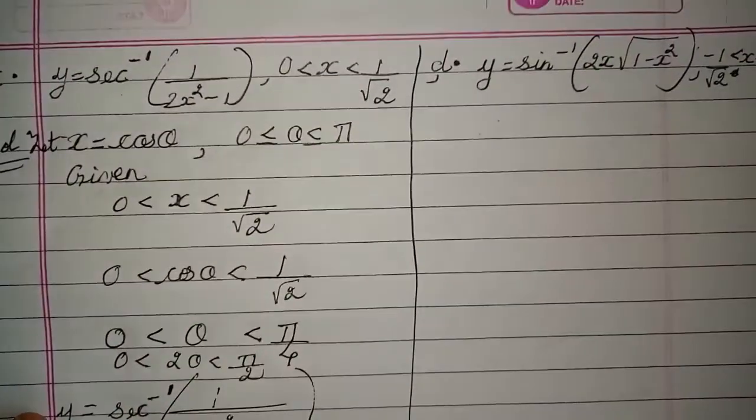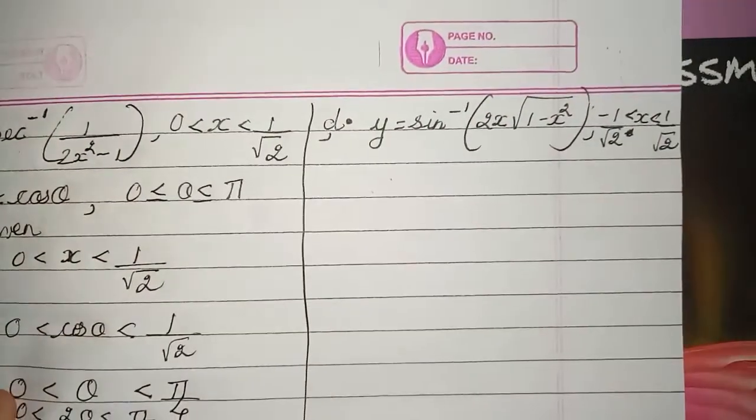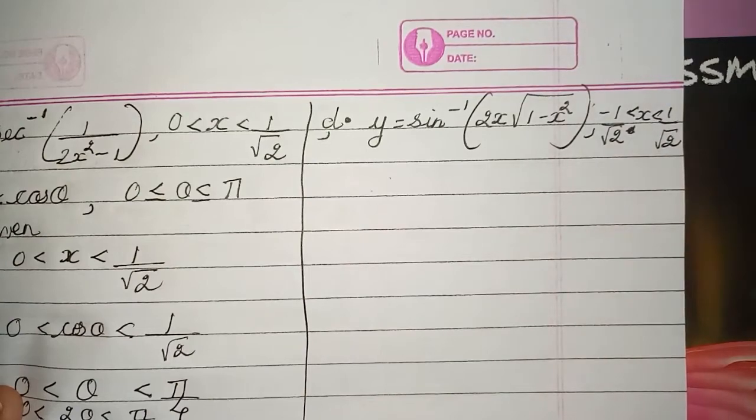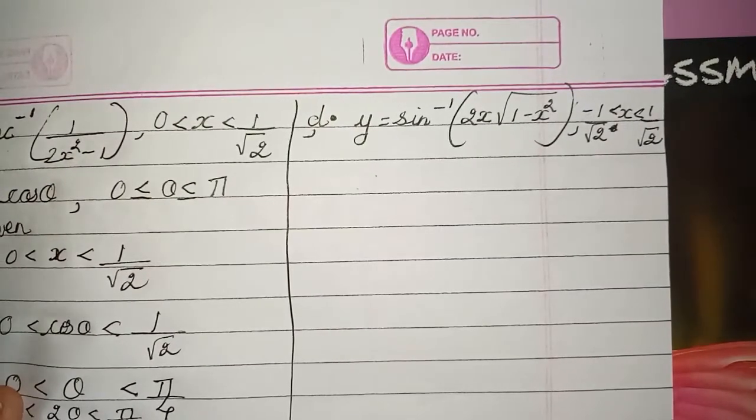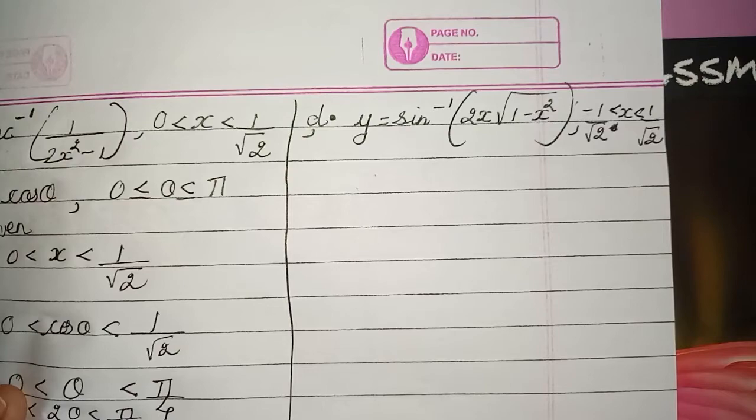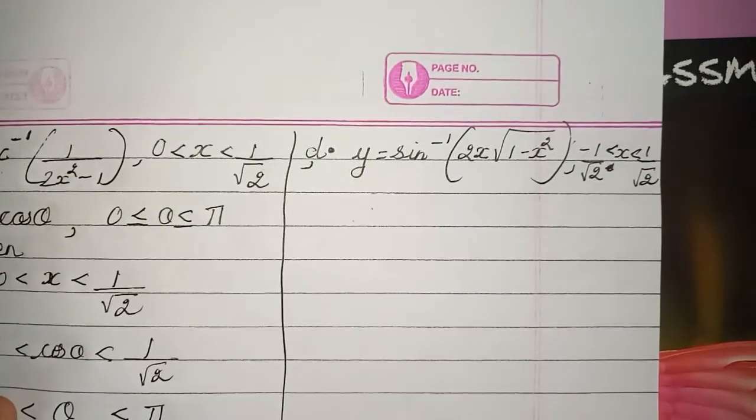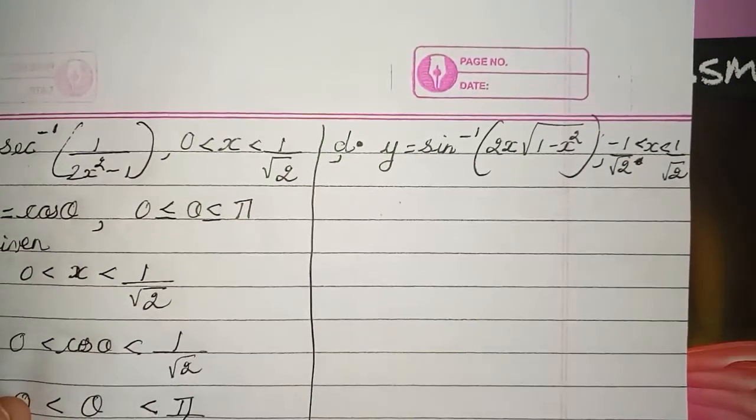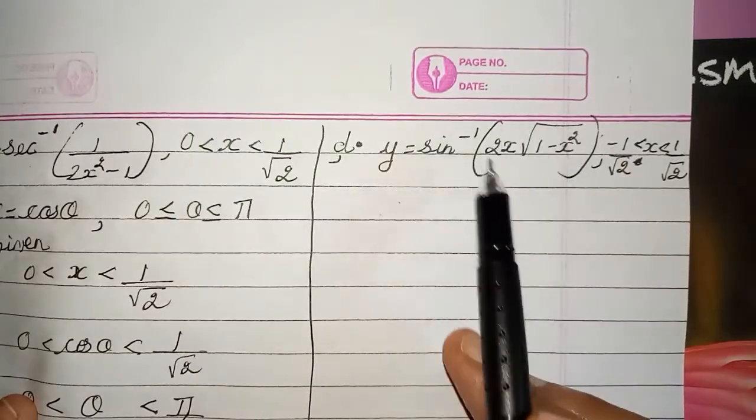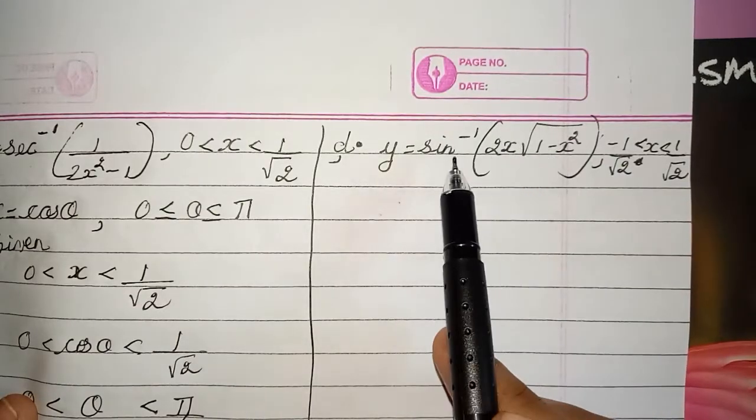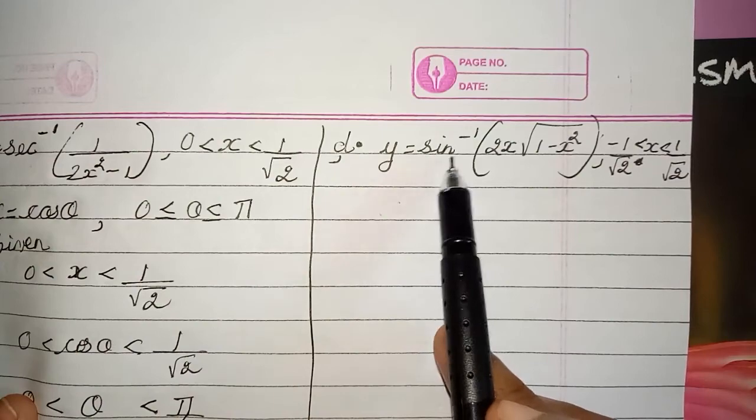Now the next one, y is equal to sine inverse of 2x into square root of 1 minus x square, where your value of x is between minus 1 by root 2 and 1 by root 2. Here also there is no direct formula, children, but if I am able to write sine and sine inverse here, then that will get cancelled.